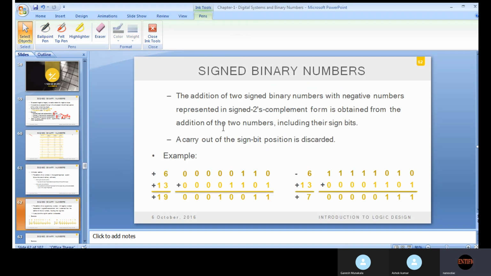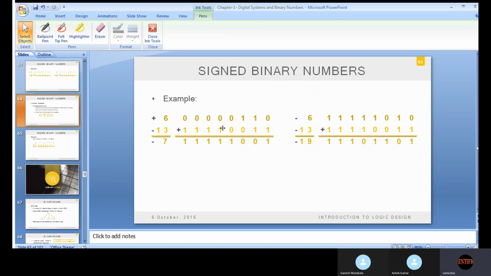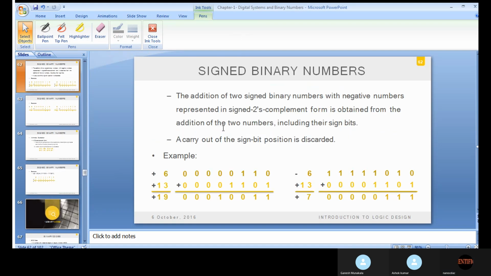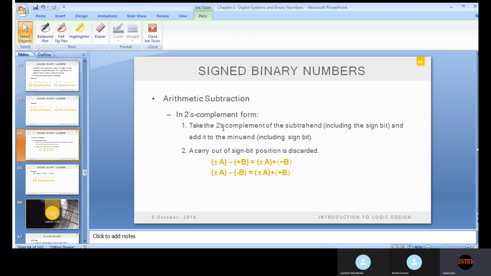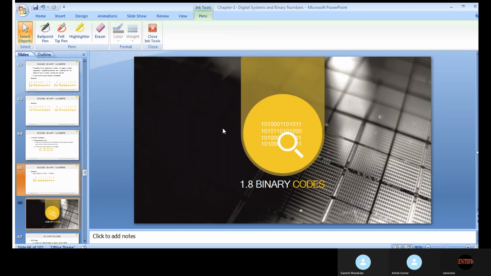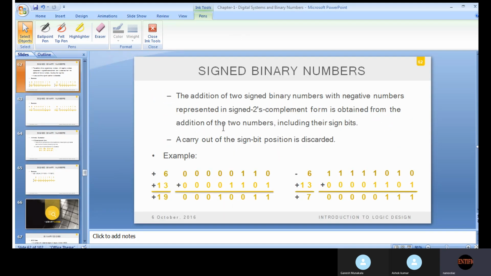So arithmetic addition we have already done. How to do the addition with signed binary numbers? We will see these things and we will close. What we have to do is addition of two signed binary numbers with negative numbers represented in signed 2's complement form, and how we can obtain the addition of two numbers including their sign bits.